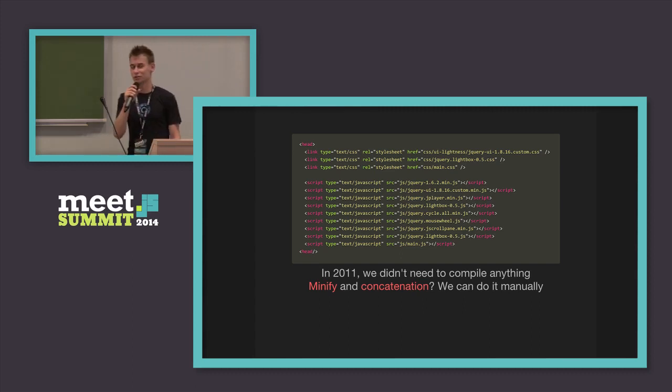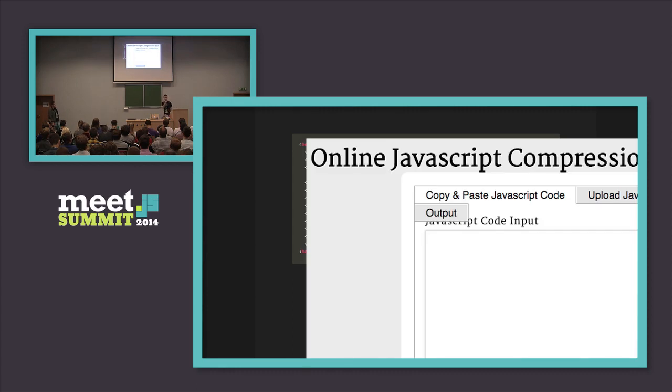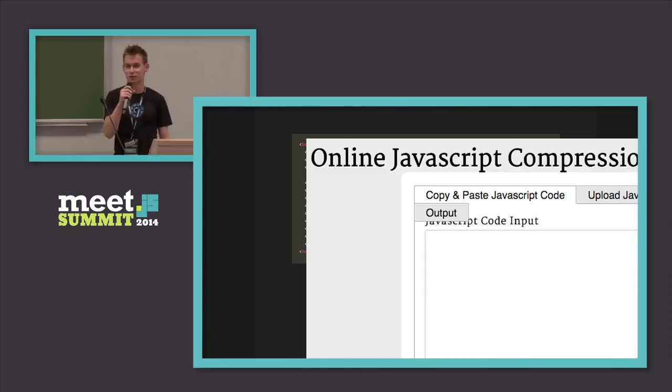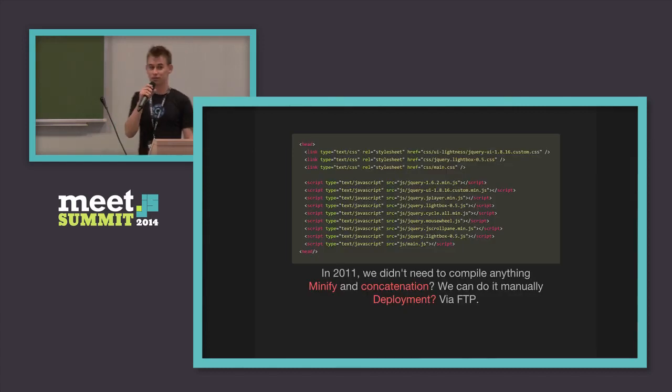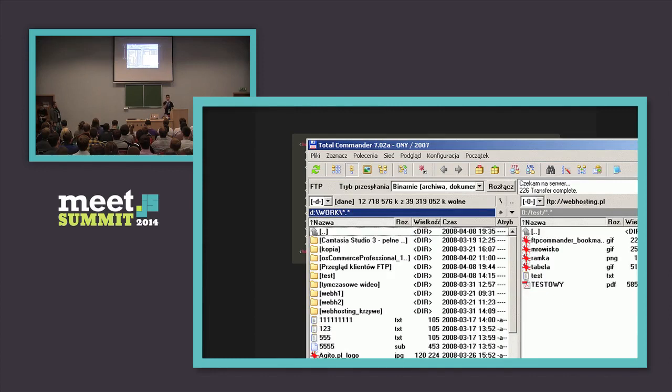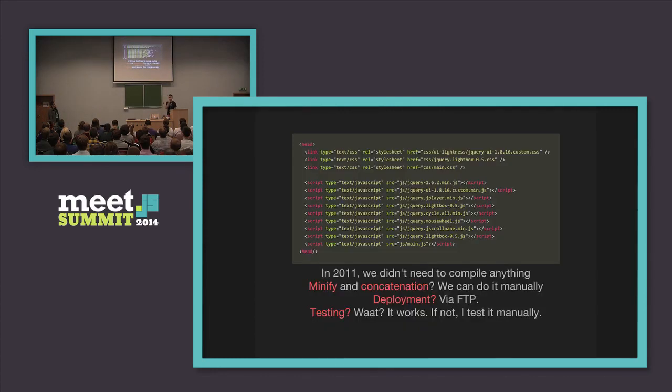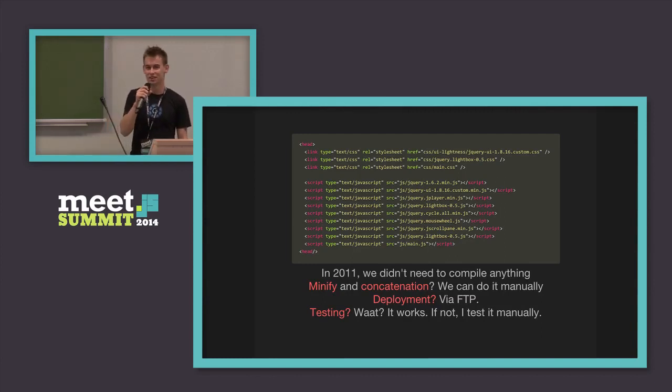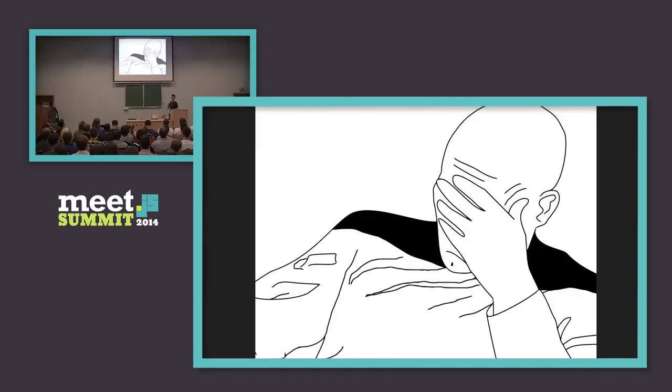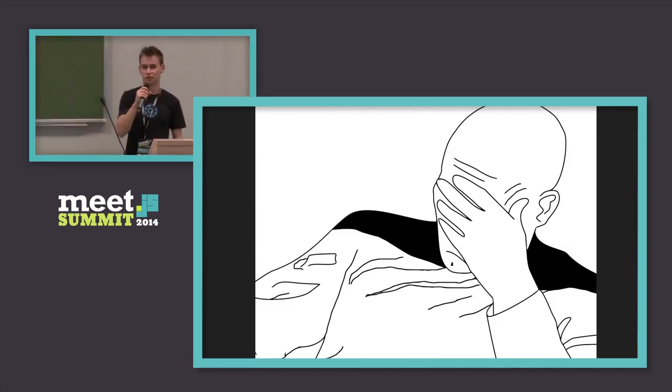You ask about minification or concatenation. Even so, if you want to, you can just do it every time you deploy. We had tools like online JavaScript compression tools, so you could do it every time you deploy something to production. You ask about deployment. Well, if we weren't using SVN or Git, you could just deploy manually with FTP tools and this beautiful program. And testing? What testing? We don't do testing, right? My code works, right? And if it doesn't, I can just test it manually. Yeah, that was the attitude of 2010. Maybe it was decent back then, but now it only gives you a facepalm.